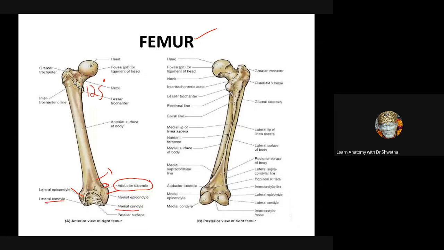Now, anteriorly, this is how the femur looks. It is very smooth. Posteriorly, it is rough, something like this. Okay. Now, you tell me what is this, students? What is this, students?